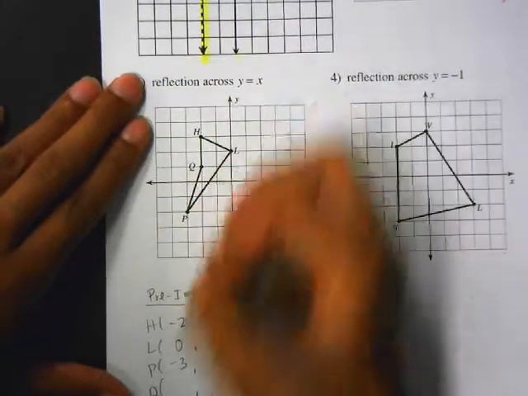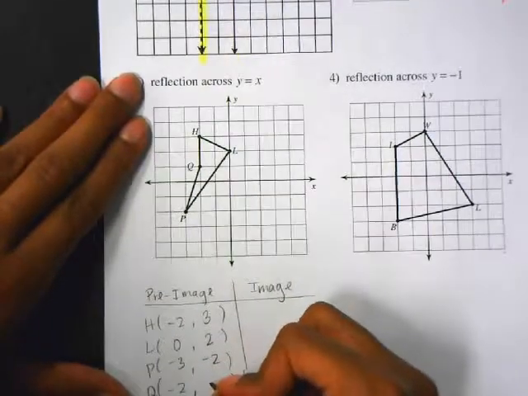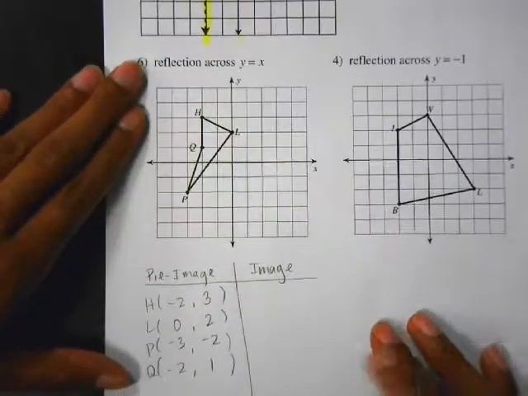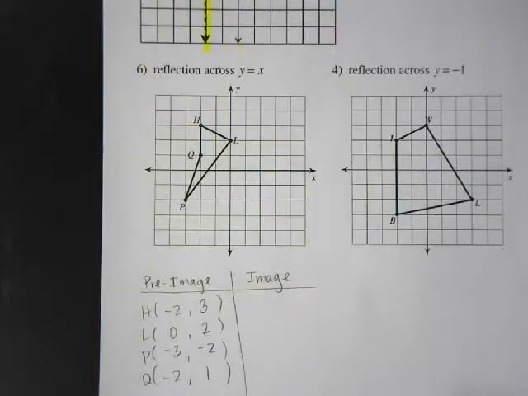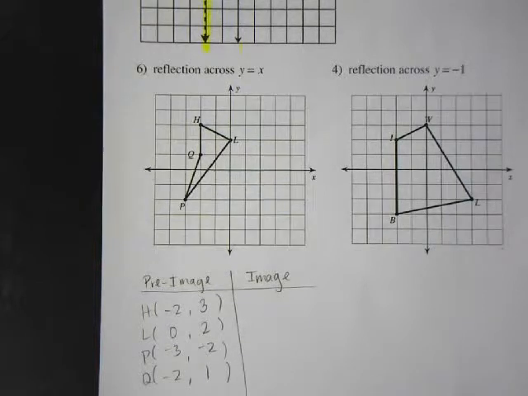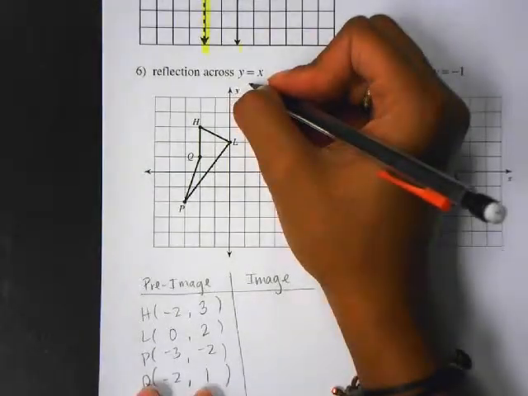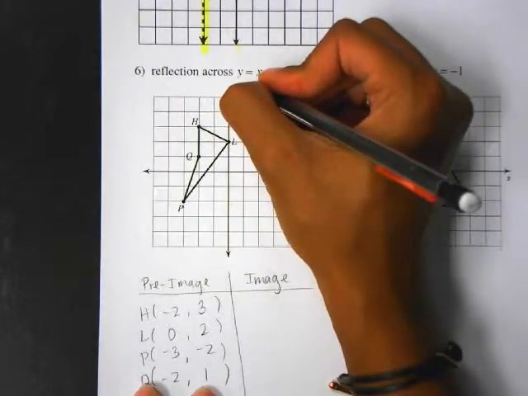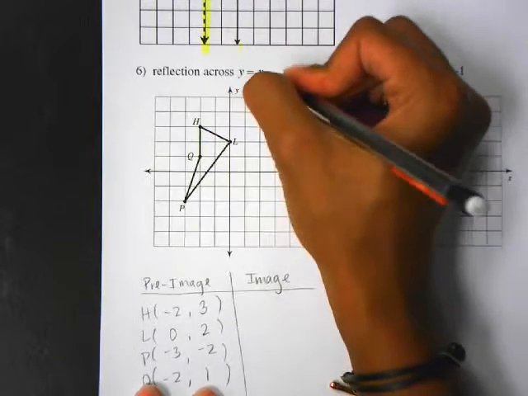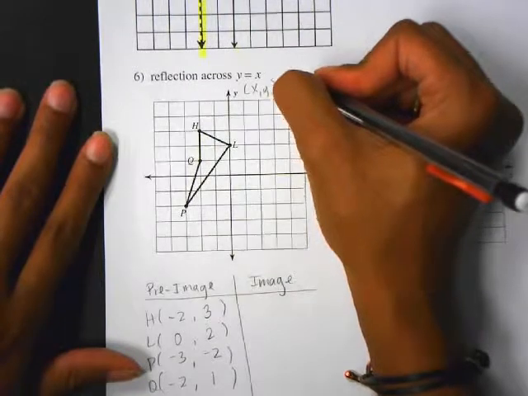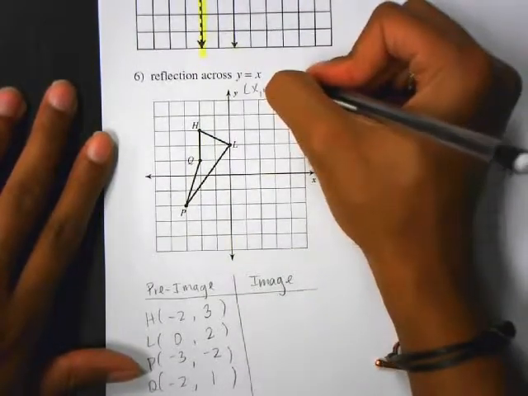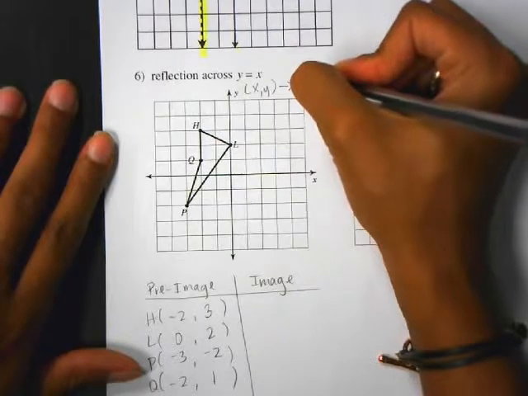Now they're asking me to reflect this picture across the y equals x line. Now if you look at your notes from today, the rule for reflecting something over the y equals x line is to take your original coordinates, x comma y, and simply switch the positions of your coordinates. So your y is going to become your x, and your x is going to become your y. Alright? So, keeping that in mind, I'm just going to switch the order of these coordinates.